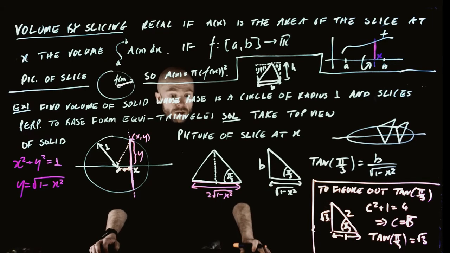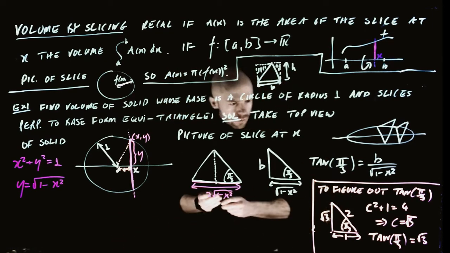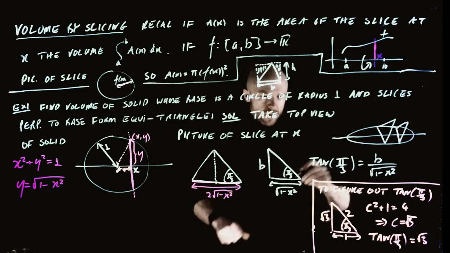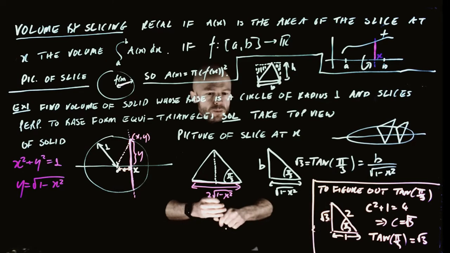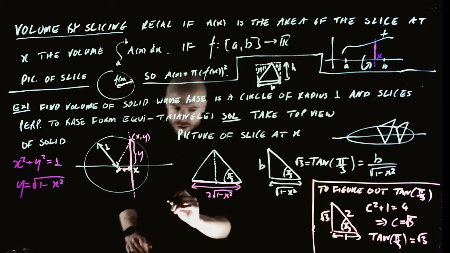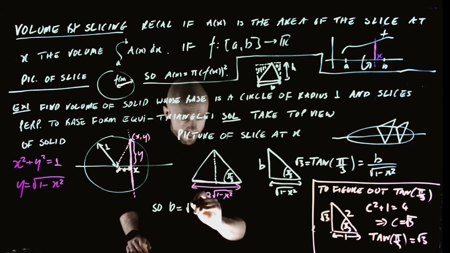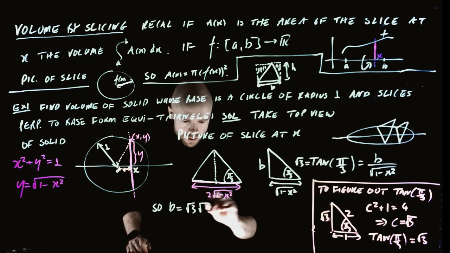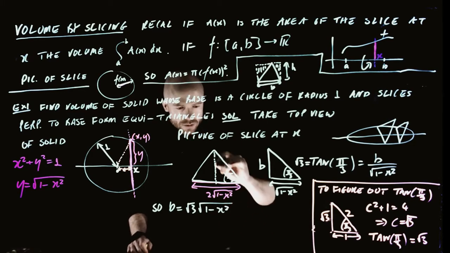All right, cool. So back to our task. Since we know this thing is just square root of 3, then we know what b is. So therefore b is equal to square root of 3 times the square root of 1 minus x squared. Yeah? And this is the b.